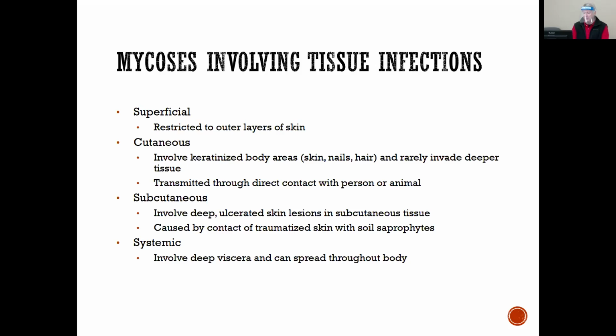So they can be superficial, just on your skin. They can be cutaneous, where they kind of move into our skin and nails. And then we have subcutaneous. These are a little deeper: ulcerative skin lesions in subcutaneous tissue. Maybe we've had a trauma, an injury while we were out, a car wreck, going down the trail, and we had an injury that introduced the environment into the wound.